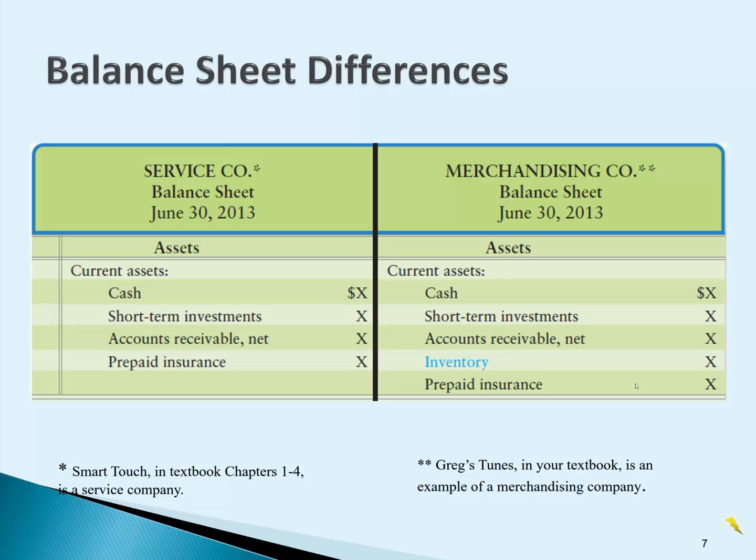So now we're looking at the balance sheet of a service company on the left and a merchandising company on the right. Do you notice any differences? The only difference is in blue. Notice the merchandising company has a current asset called inventory. Inventory, remember, is just the merchandise or goods or products, whatever you want to call it, that have not been sold yet. So this is what's sitting in our warehouse or sitting on the shelves of our stores.